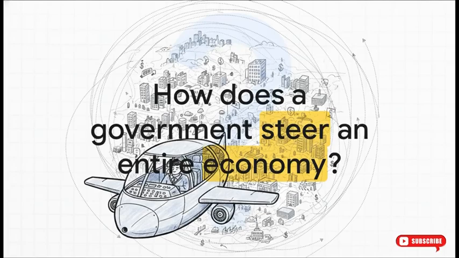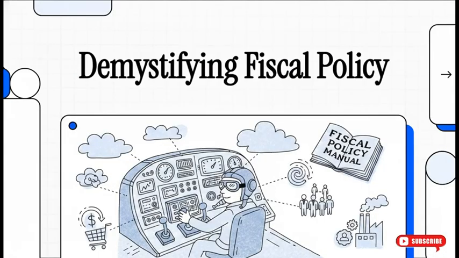But what if we looked at the economy not as a chaotic mess, but as a giant aircraft? And more importantly, what if the government is actually sitting right up there in the cockpit, actively flying it? Welcome to This Explainer. Today, we are stepping straight past the cockpit door and into the economic control room. We're going to view the government exactly like a pilot, sitting right in front of a massive dashboard, pulling very specific, deliberate levers to navigate the economic skies.